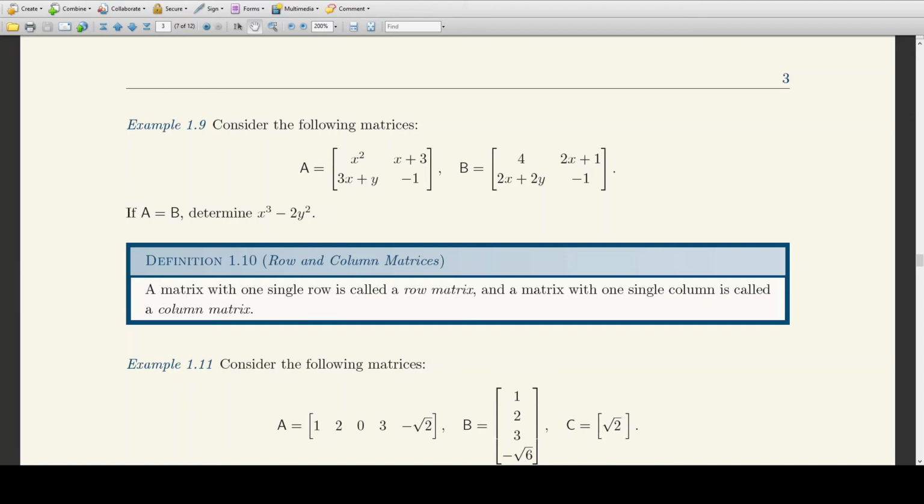Because when I see that, first of all, these two matrices A and B could be equal, because both of them are 2 by 2. So then x squared should be equal to 4. So how many solutions are there for x? Either 2 or minus 2. But are both of them acceptable? No, because x plus 3 is also supposed to be equal to 2x plus 1, which gives rise to x equals 2. So it means that minus 2 is not acceptable. But you cannot say, okay, I don't need to calculate x anymore; you have to check everything.